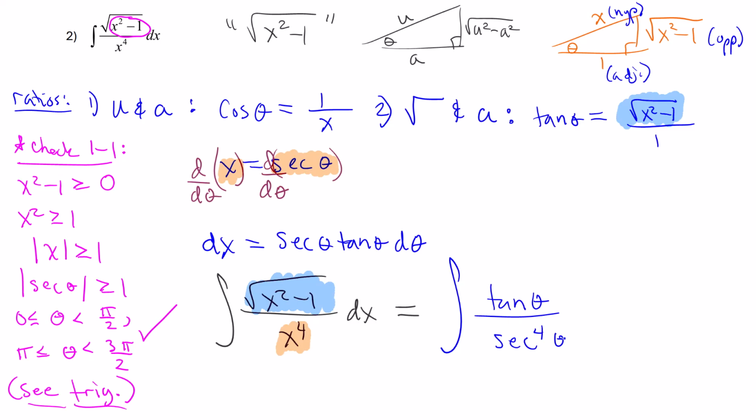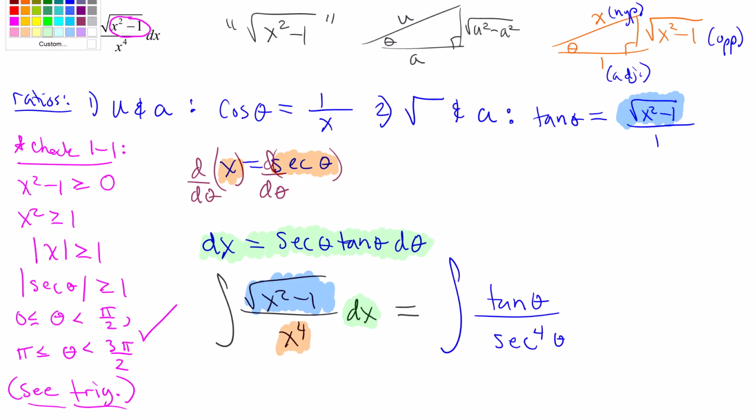And then, lastly, of course, let's not forget all the work we did with dx, which also would need to be replaced. We did the work to find out that dx really equals secant theta tangent theta d theta. Again, all these substitutions are now coming into play.